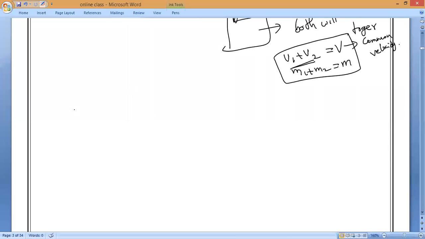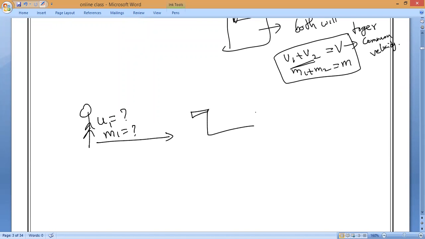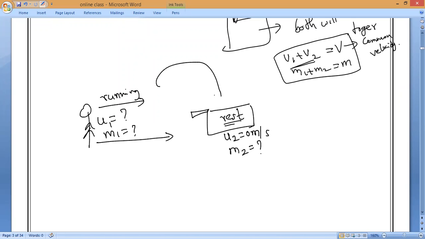For example, a girl is running with some velocity. She has an initial velocity U1, and her mass is also something. Now, here one trolley is present, in a state of rest. Its initial velocity is 0, and it has some mass. Now the girl is running and she jumps into this trolley.